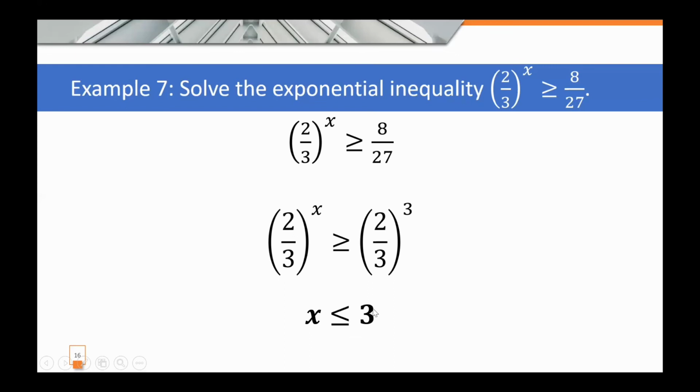So the solution set in example number 7 is the numbers less than or equal to 3. In interval notation, that is from negative infinity to positive 3. 3 is included since the inequality symbol has a line below it, less than or equal to. So this is the solution set.